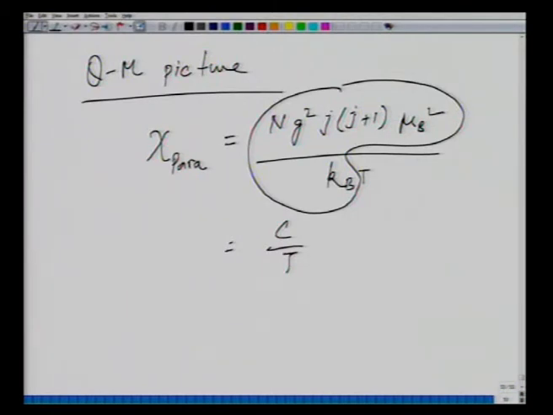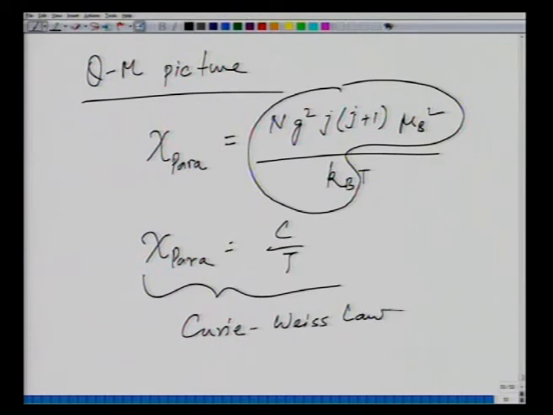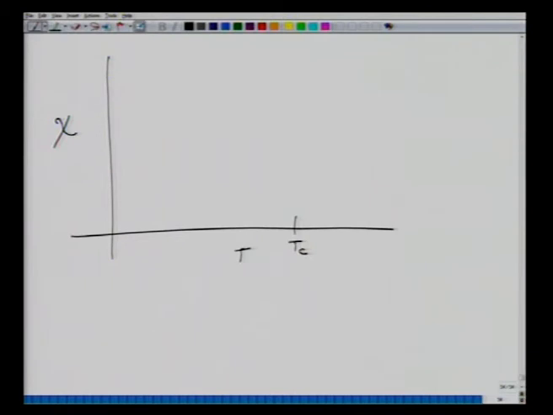Now, this behavior is called the Curie-Weiss law. So just like ferroelectric or dielectric materials, you have this Curie-Weiss behavior for these paramagnetic materials. If you plot the susceptibility versus temperature, you have a transition temperature Tc, and above it chi is proportional to 1 by T.